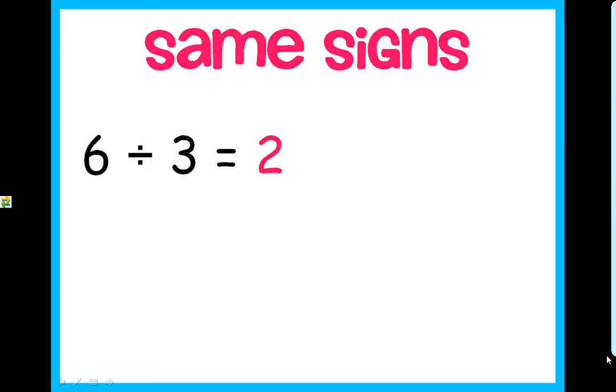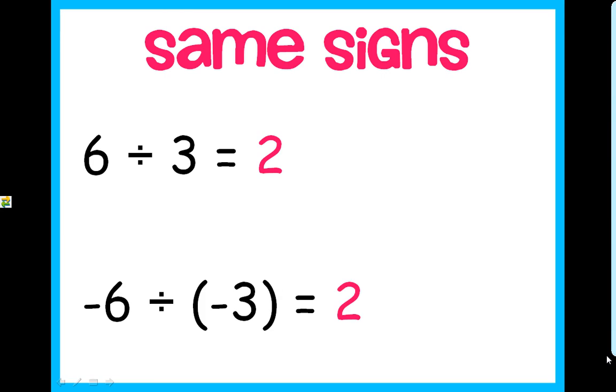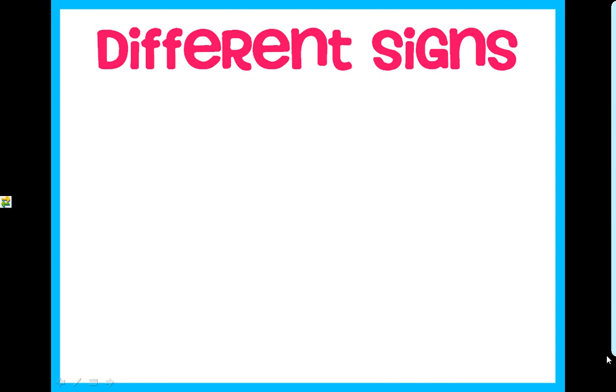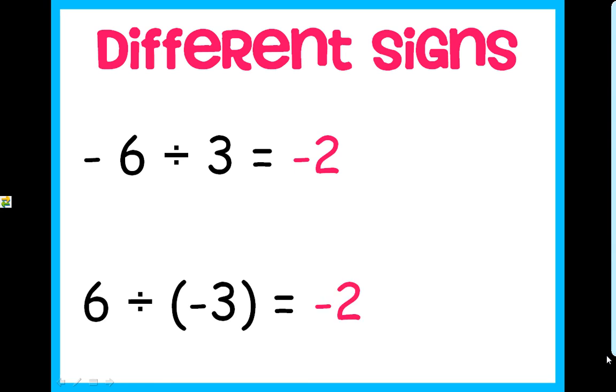So, same signs. Say you have 6 divided by 3, the answer is going to be positive. Same signs, even if they're negative. A negative 6 divided by a negative 3 will give you a positive 2. Same signs, positive. Different signs are going to be negative. So if you have a negative divided by a positive like we do here, the answer is negative 2. Positive divided by a negative, different signs, the answer will be a negative number. In this case, 6 divided by a negative 3 is a negative 2.